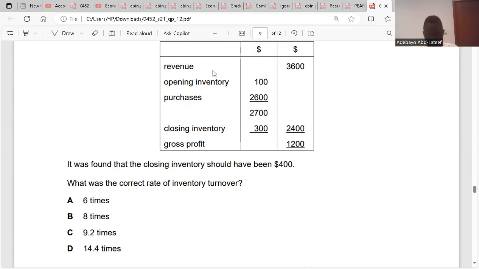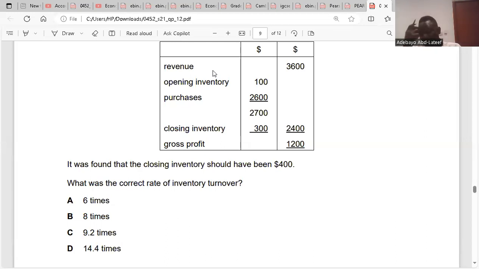Are you with me? Yes. So what's our cost of goods sold? Our cost of goods sold is opening inventory, add purchases, less closing inventory. So our opening inventory is 100, purchases is 2,600. Then you less closing inventory, which is now 400. So 2,300. That's clear, right? Our cost of goods sold is 2,300.